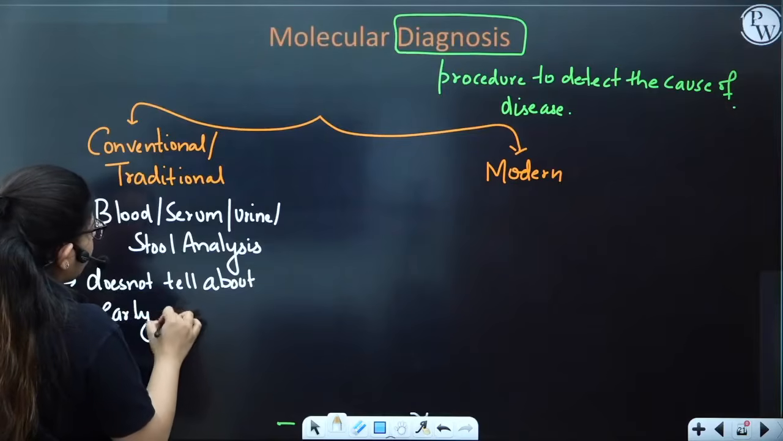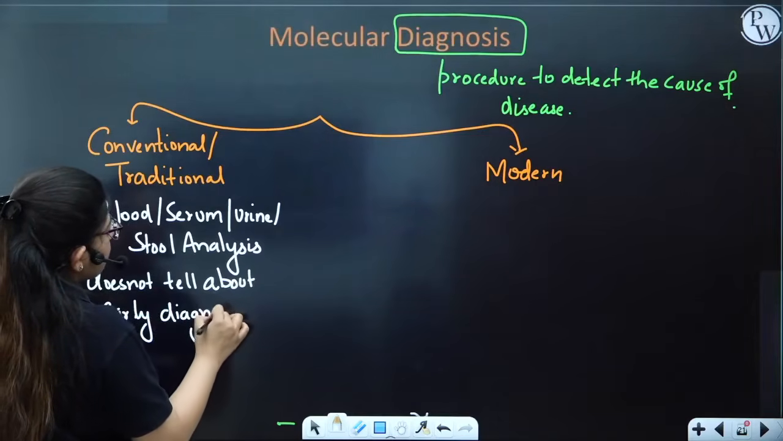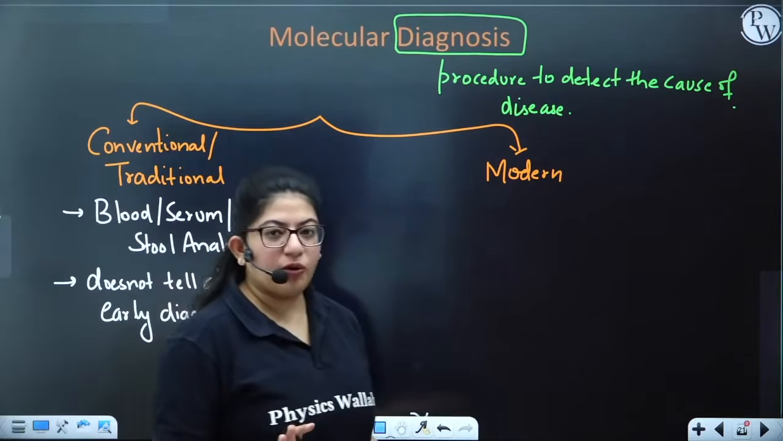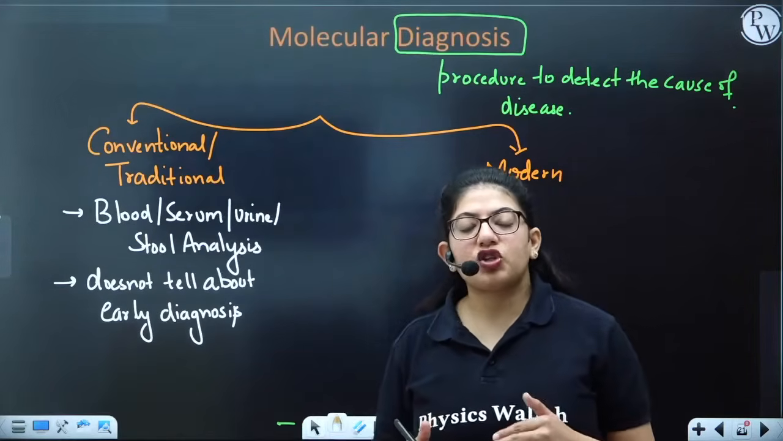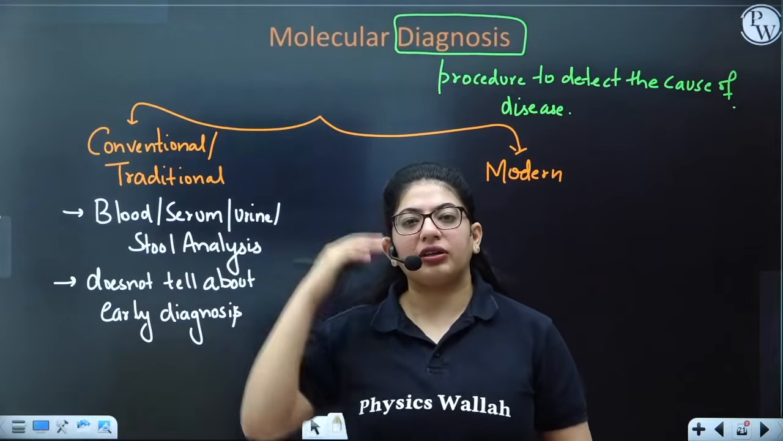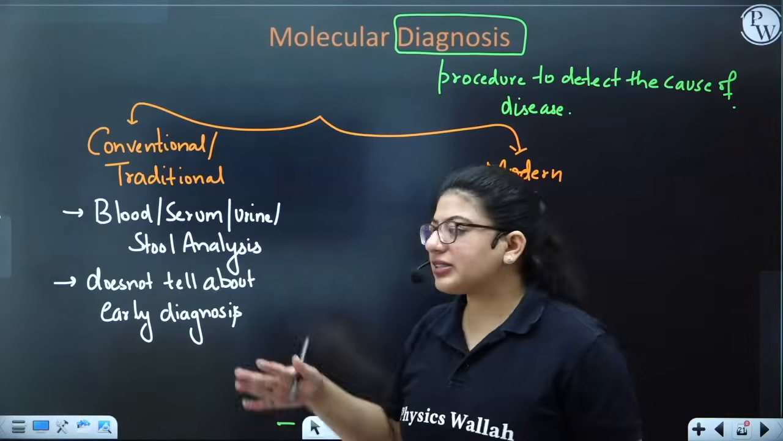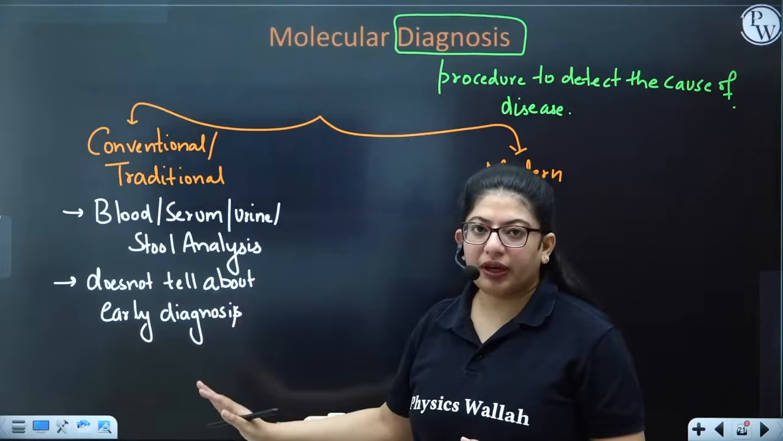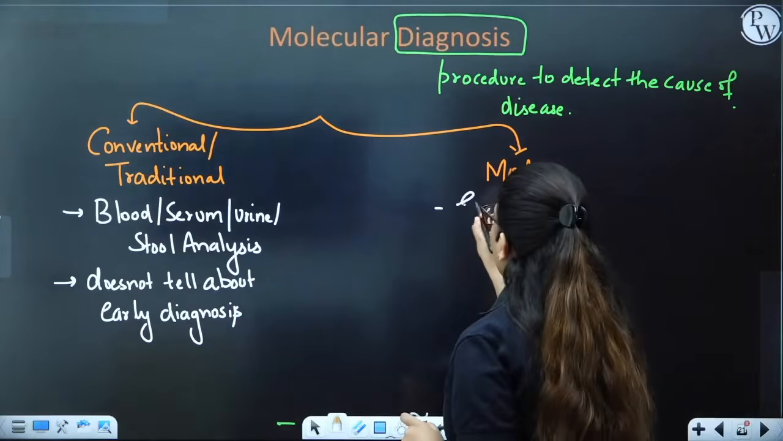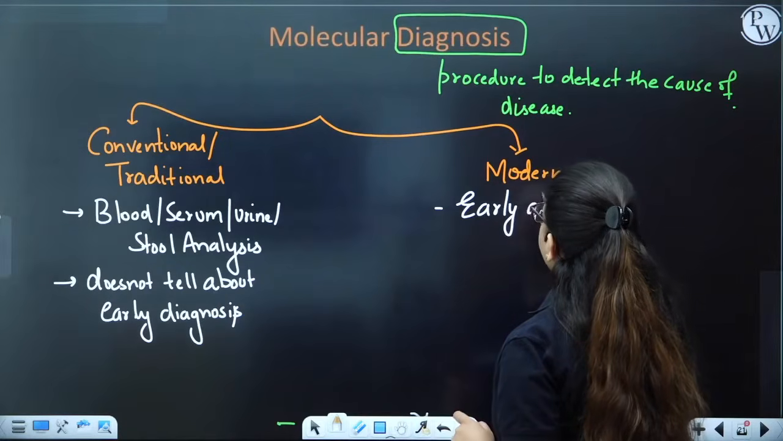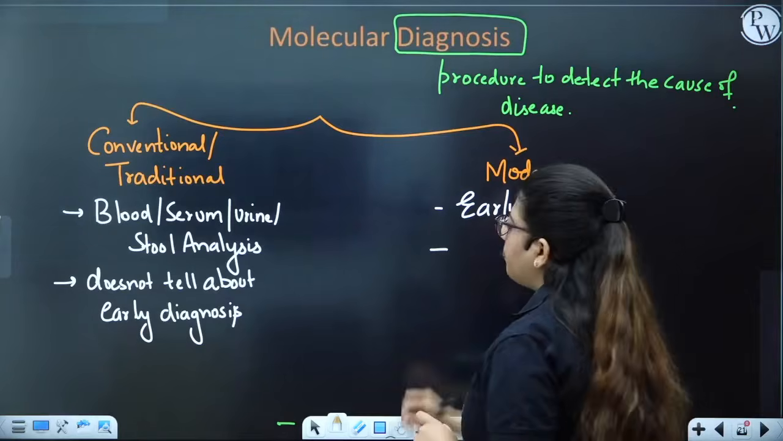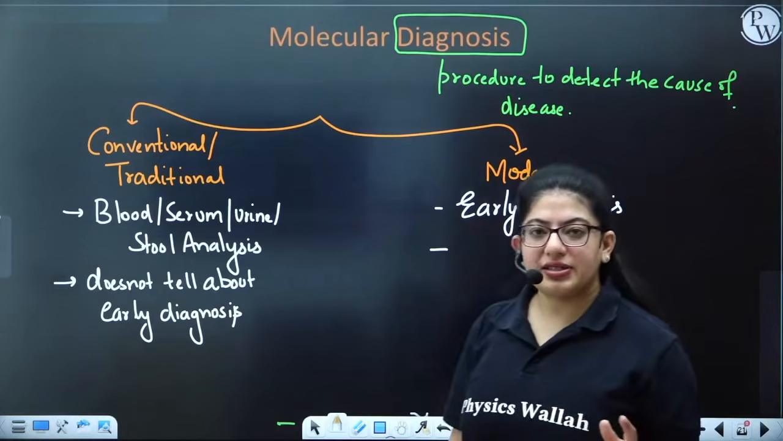All right, for example, if the child is not yet born, it is in the mother's womb, and I want to see whether the child may catch a disease at some time later in life or not, these tests will never let me know. But if I'm talking about modern techniques, they will let me know about the early diagnosis, whether that child can get the disease later on or not. Here basically we are talking about genetic analysis and the like.